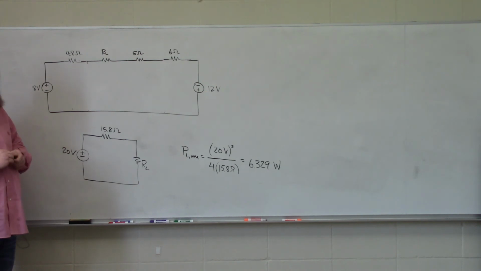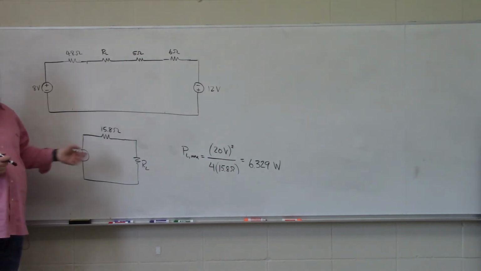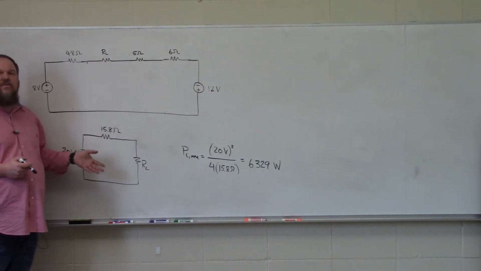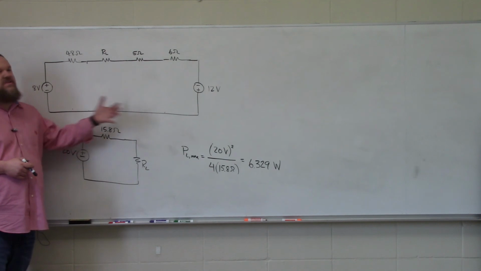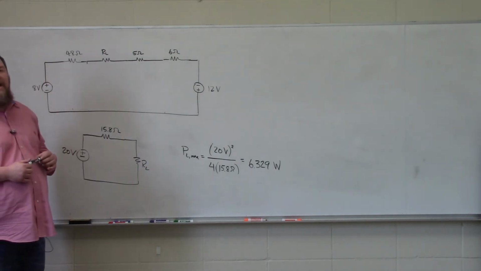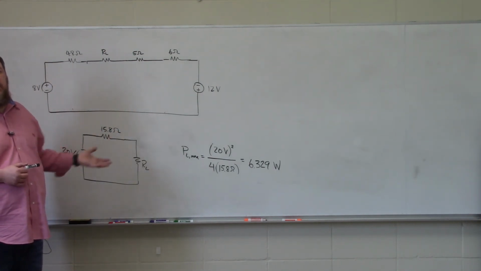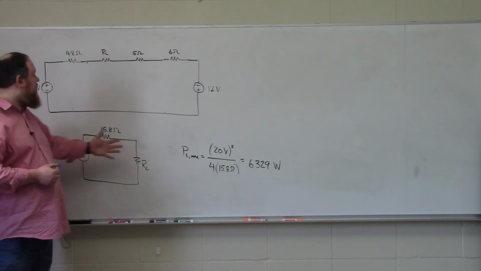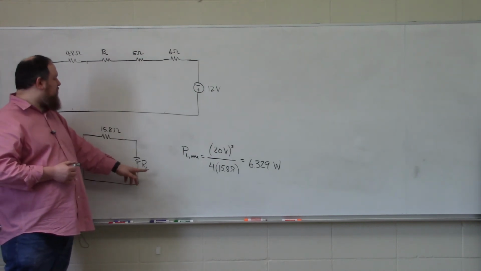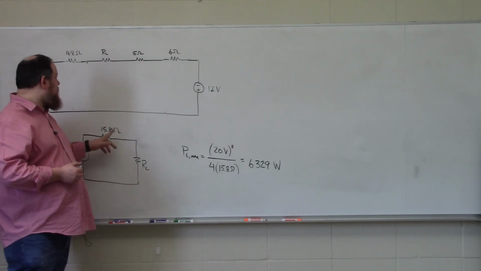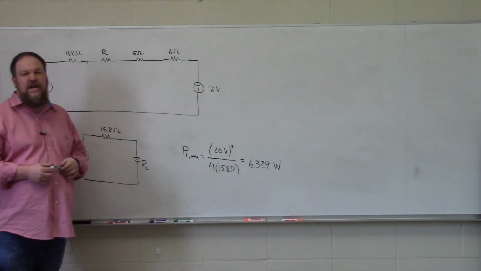So in this example, we've reinforced our source transformation techniques and used them to simplify a circuit down to a practical source connected to a load, which allows us to use our maximum power transfer theorem to determine the maximum power that could be provided to this load resistor RL under the condition that it was the same as this 15.8 ohm resistor.